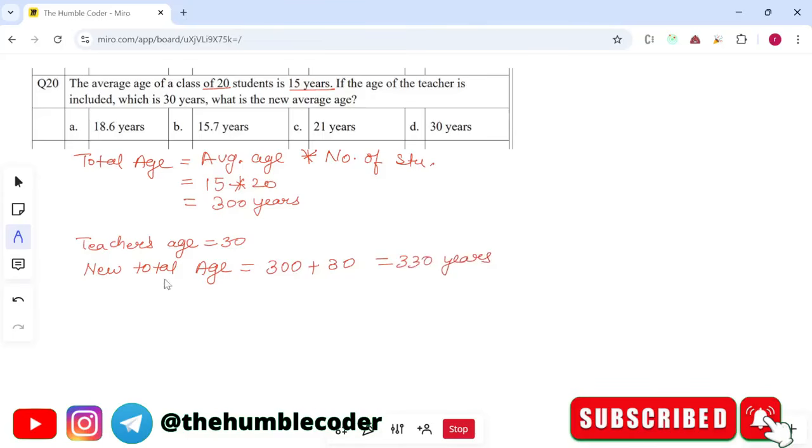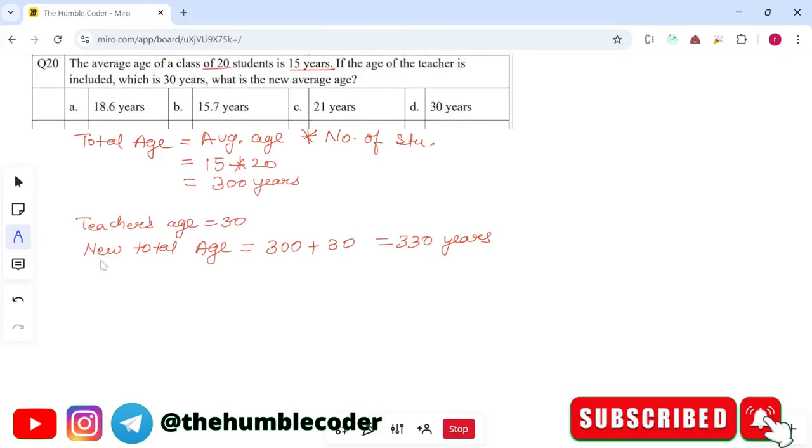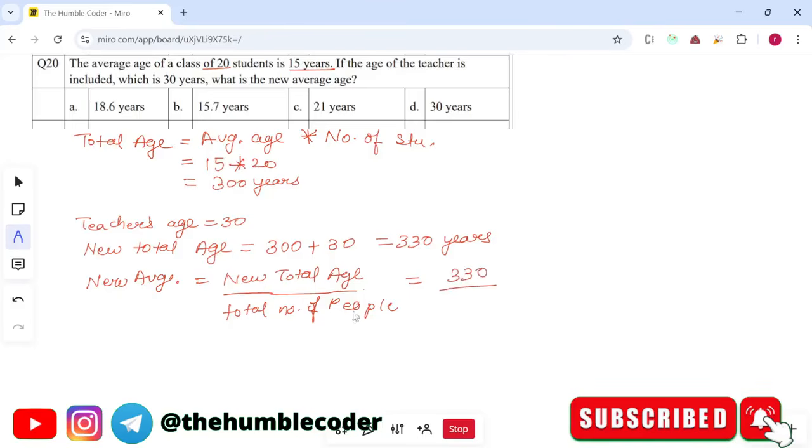Now since we have the new total age, we can find out the new average also. So let's try to find the new average. The new average will be equal to the new total age divided by the total number of people. This is how we find averages, right? So the new total age is 330, and the total number of people is how much?